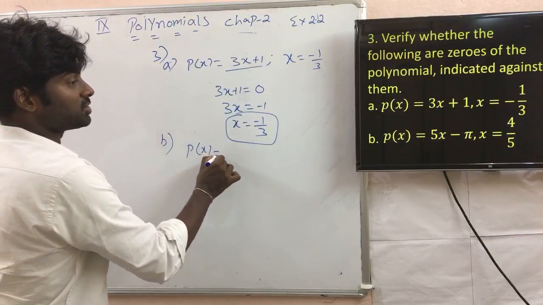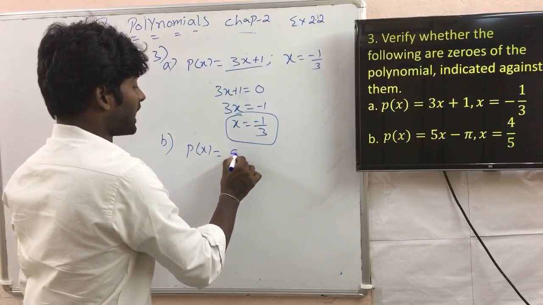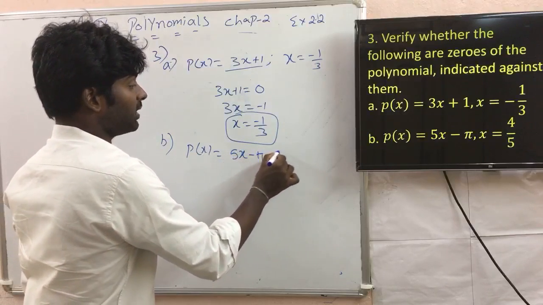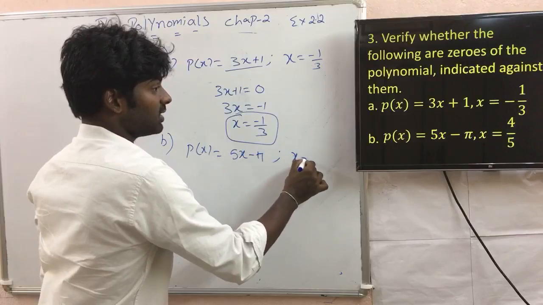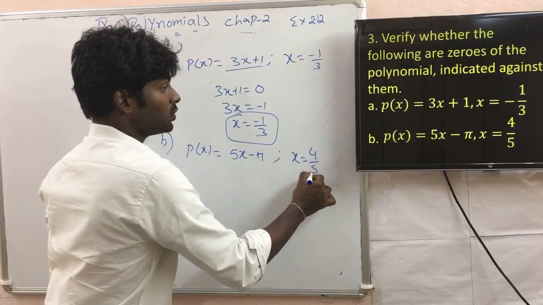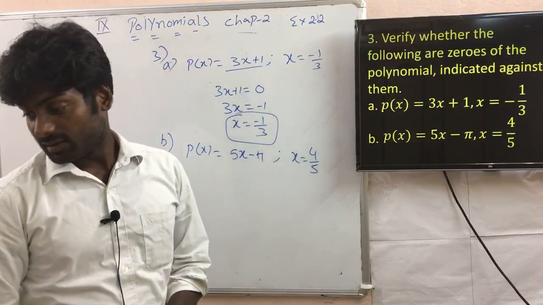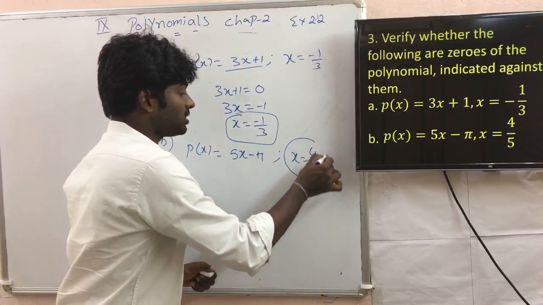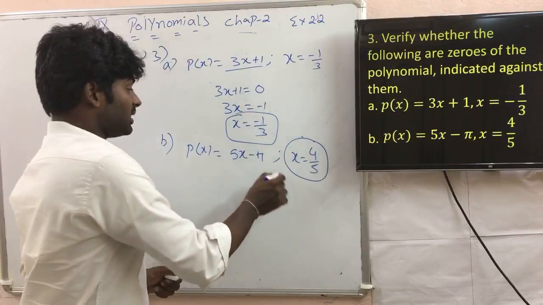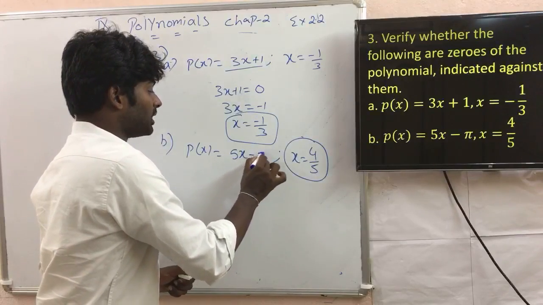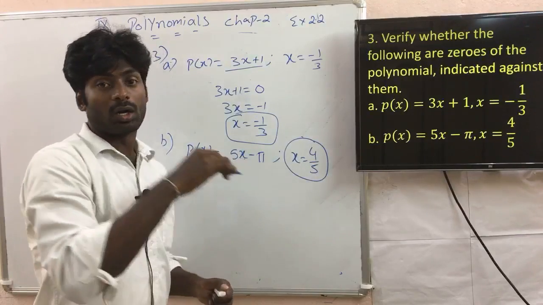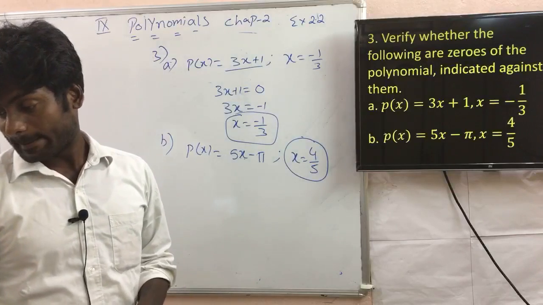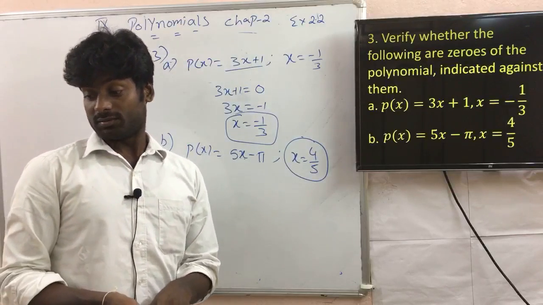P of x equals 5x minus pi and zero is given as x equals 4 by 5. Now see, is this value x equals 4 by 5 the zero of the given polynomial 5x minus pi or not? Say yes or no. Already Shivam gave the answer no.